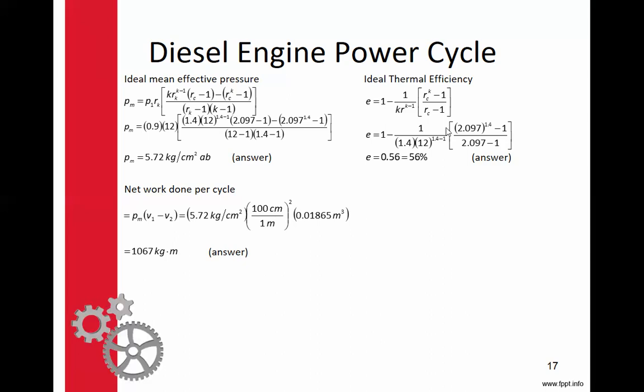Now the ideal thermal efficiency E is equal to 1 minus 1 over k, R sub K exponent minus 1, times R sub C exponent k minus 1 over R sub C minus 1. So E is equal to 1 minus 1 over 1.4 over 12 exponent 1.4 minus 1, times 2.097 exponent 1.4 minus 1, all over 2.097 minus 1. So E is equal to 0.56 or 56%. The efficiency, take note, is in percentage.